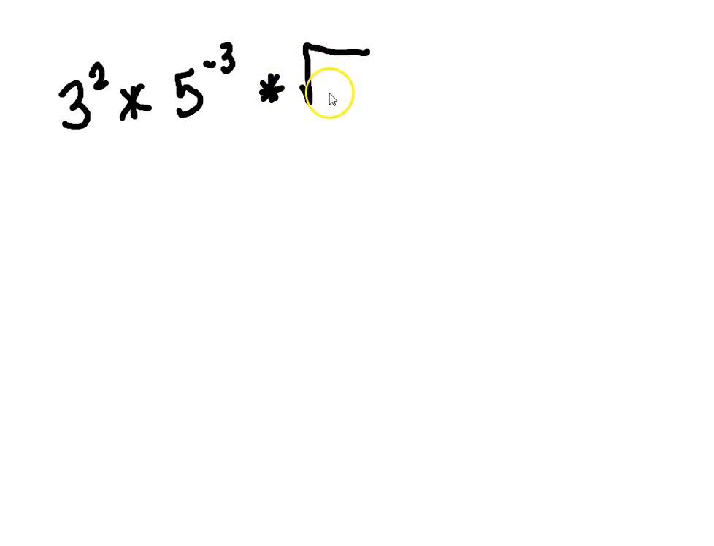If I have my exponents of 3 squared times 5 to the negative 3, and then times the square root of 16. We'll make this relatively easy. I've got a whole bunch of exponents going on here, right? And then I'm going to have my multiplication. I don't have anything else going on at the moment.